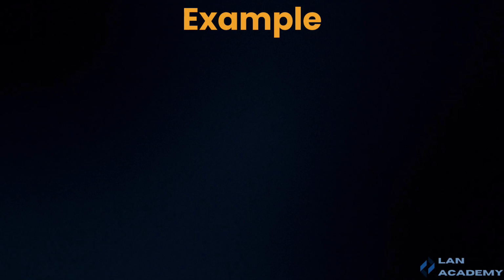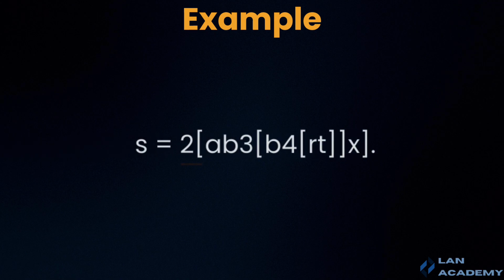But the problem becomes more complex as you work with nested brackets. Consider an example where s = "2[AB3[B4[RT]]X]". We first start with the innermost brackets and work outward, so the segment 4[RT] expands like this. Then, we update the string to replace 4[RT] with the expanded version.